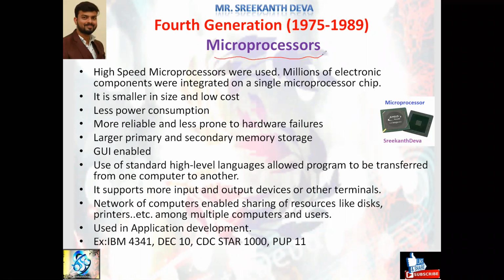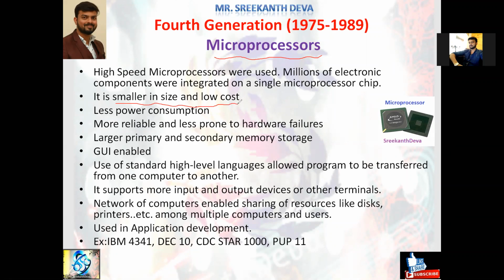Microprocessors. High speed microprocessors were used in the fourth generation. Millions of electronic components were integrated on a single microprocessor chip. It's going to be processing at very high speed, very small in size, and comparatively lower in cost than the previous generations.